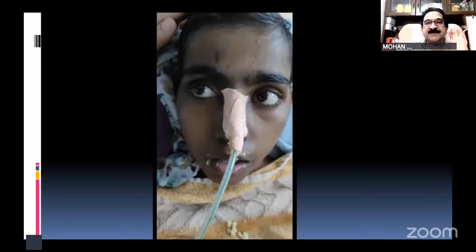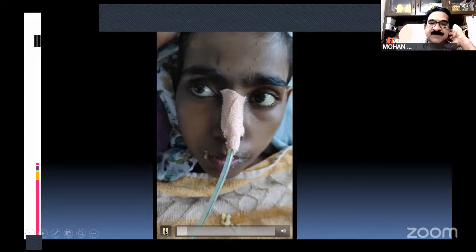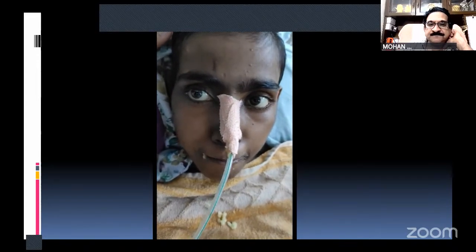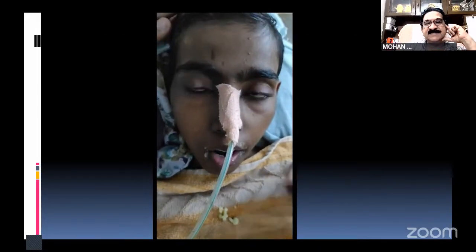Look at the child now. That involuntary movement has disappeared. She's getting more conscious, but not fully aware. She's still confused and disoriented.